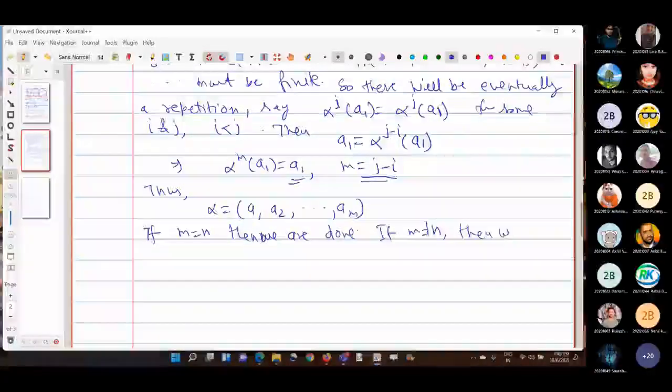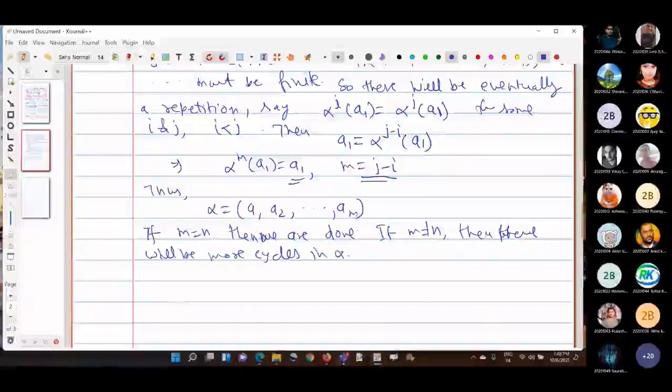Then there will be more cycles in alpha. Okay, so let us choose again. अब हम क्या करेंगे, दूसरा एक ए से, ए के अलावा हम जो ए की साइकिल थी इसके अलावा हम दूसरा चूज करेंगे. फाइन.